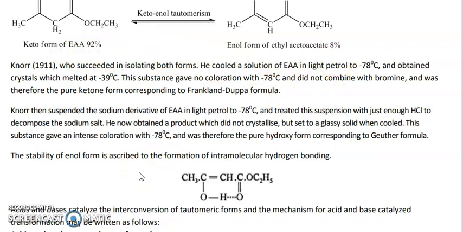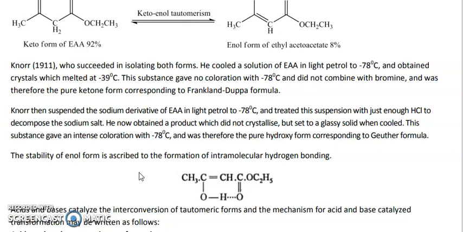In 1911, Knorr succeeded in isolating both forms. He cooled a solution of ethyl acetoacetate in light petrol to minus 78 degrees Celsius and obtained crystals which melted at minus 39 degrees Celsius. This substance gave no coloration with ferric chloride and did not combine with bromine, and was therefore the pure ketone form corresponding to the Frankland formula. Knorr then suspended the sodium derivative of ethyl acetoacetate in light petrol at minus 78 degrees Celsius and treated this suspension with just enough hydrochloric acid to decompose the sodium salt. He now obtained a product which did not recrystallize but set to a glassy solid when cooled, and this substance gave an intense coloration with ferric chloride and was therefore the pure hydroxy form corresponding to the Geuther formula.